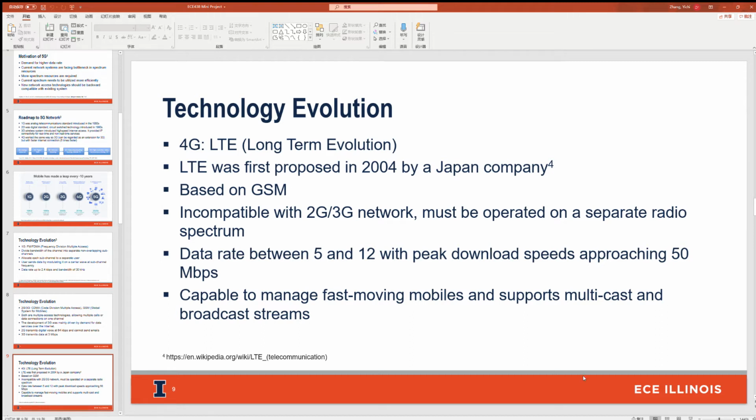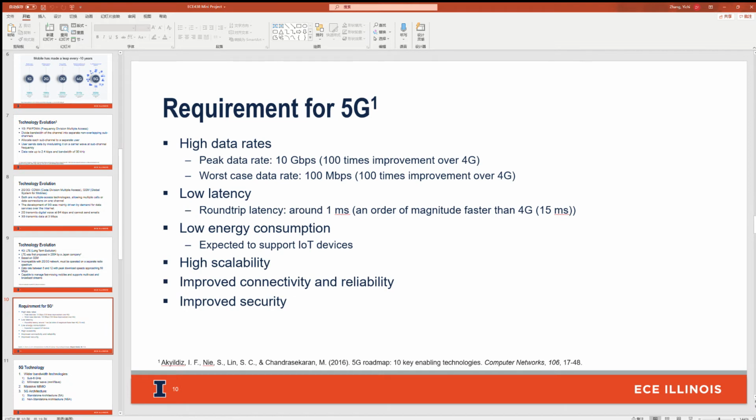duplex. So before we go into what technology is used in 5G, we can first look at the requirements of 5G. The first requirement is high data rates. With emerging applications demanding higher data rates, such as Ultra HD 4K video streaming, 5G networks are expected to have a peak data rate of around 10 gigabits per second, which is a 100 times improvement over the current 4G networks. For the worst case data rate a user can experience, 5G should also be improved to 100 megabits per second, which is also a 100 times improvement over the 4G network.